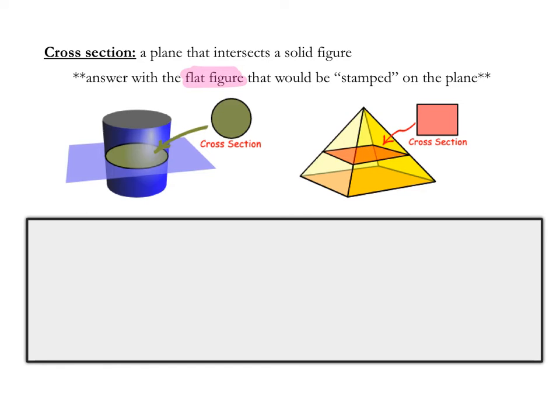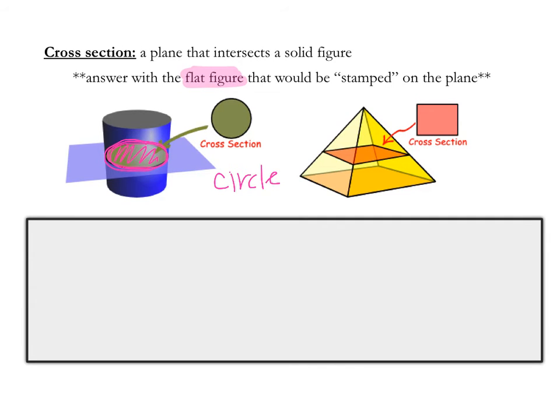So if you look at the first example, they were doing the cross-section of what we call a cylinder. And this shape, that is what would get stamped on that plane. So that cross-section is a circle. Everything you do here should be a flat shape as an answer. So it's not going to be like pyramid or cone or anything like that. We want to know what flat shape would be there.